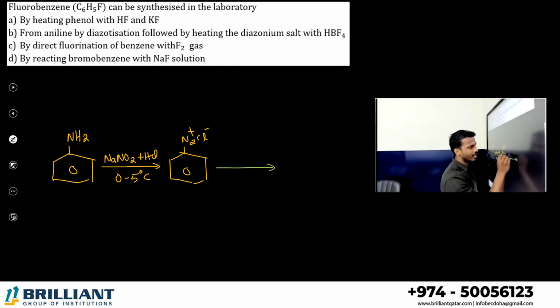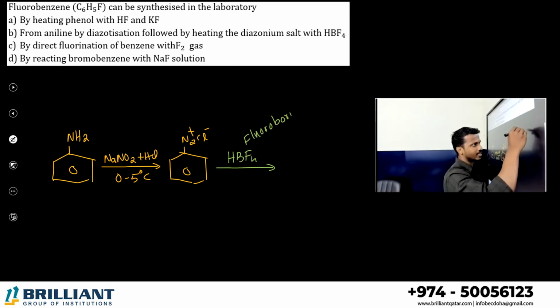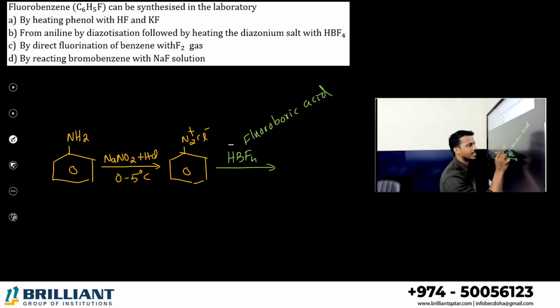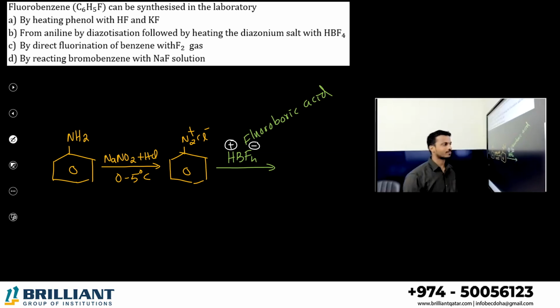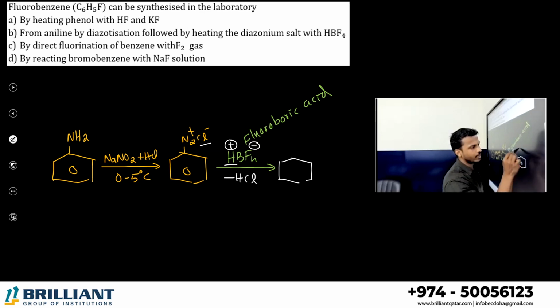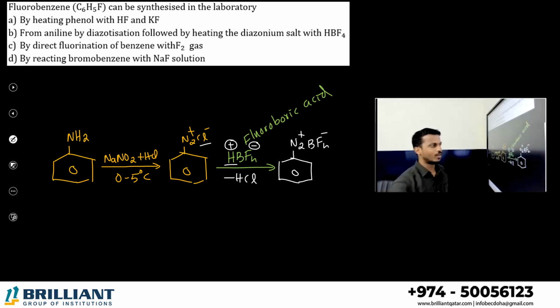Fluorine we get by treating with HBF4. What is HBF4 called? Fluoroboric acid. Correct. What is happening here? Very simple. HBF4 contains H+ and BF4-. So H+ and Cl- are eliminated as HCl. So what will we get? Benzene with N2+ and this BF4- connected to the cation.